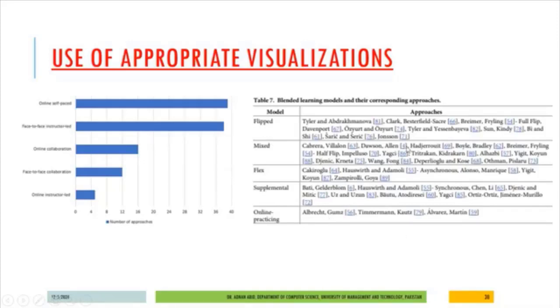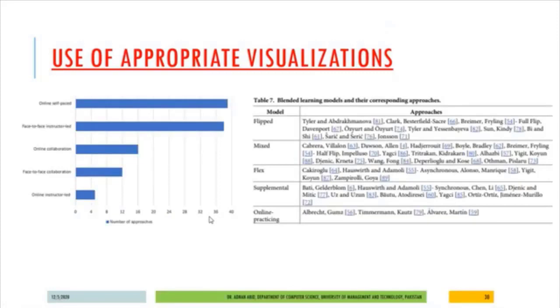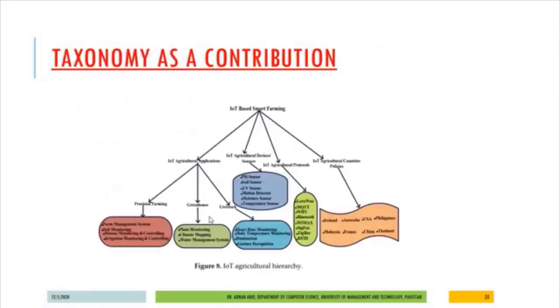So see, in tabular form, in graphical form, or in the form of a pie chart, we have different visualizations which help us explain to the reader the point that we want to make. Again, that domain and subdomain thing can be compiled into a taxonomy as a contribution. This actually helps the reader understand the overall domain.